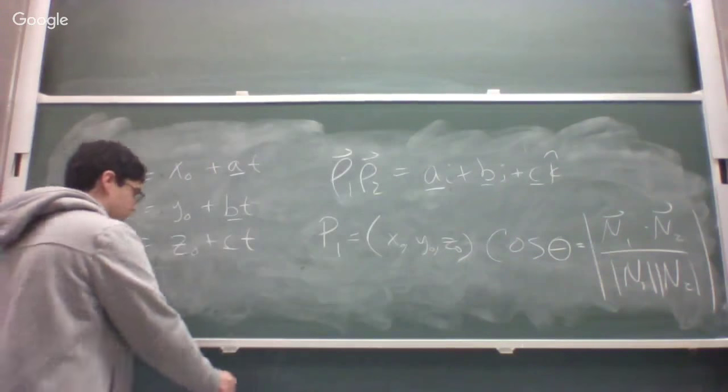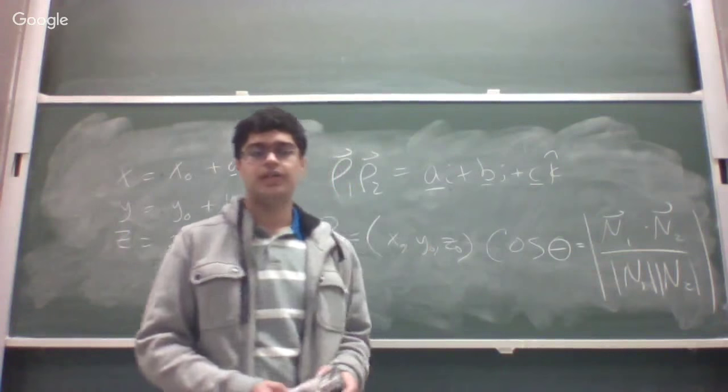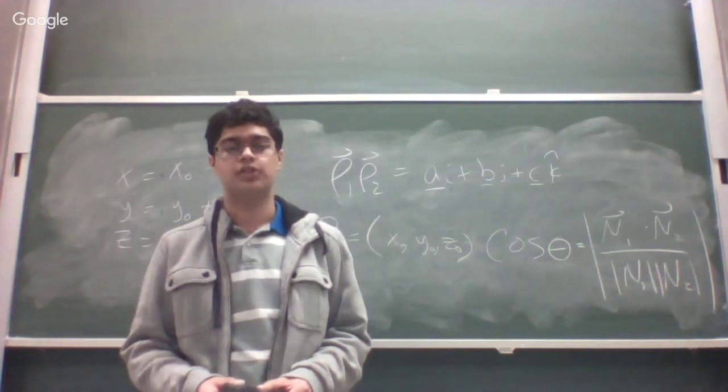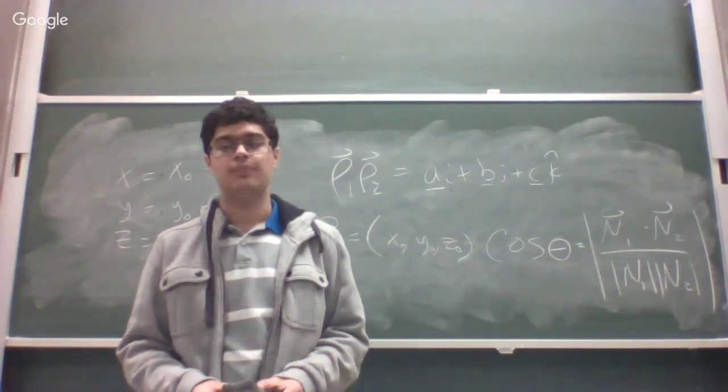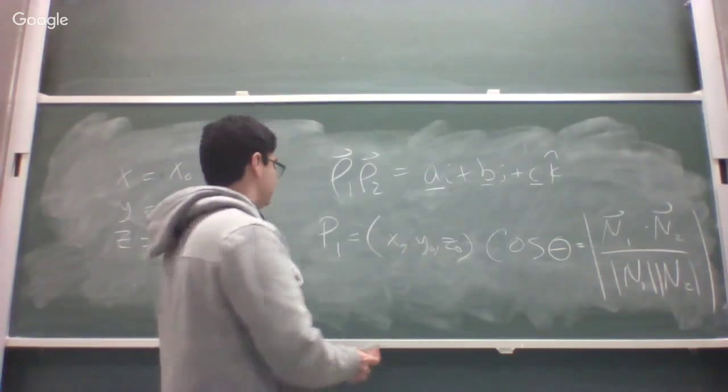So we'll do objective 18. That's finding the equation of the line of intersection of two non-parallel planes. Okay.